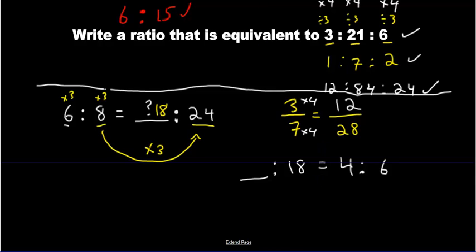So what did we do? Well, now look at the second term and match it with the second term. Okay, don't go 18 and match it up with the 4. No, you match the terms up. Like you look at that second number, you match it with the second number there. So always match up the similar numbers. Now, what did we do with the 6 to turn it into 18? We times it by 3. So what did we have to times the 4 by? Yeah, by 3. So we got 12. 12 to 18 is equivalent to 4 to 6.